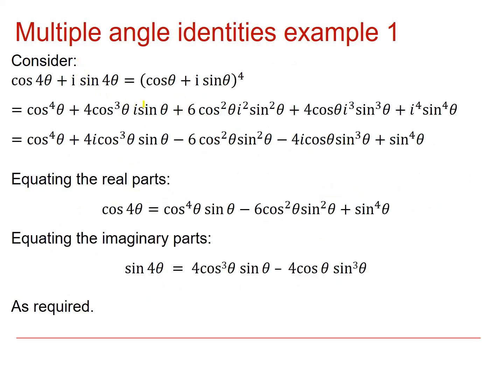There's all of that written up for you. You can see here we've used De Moivre's theorem to give us an expression for cos 4 theta and sine 4 theta, multiplied through and then tidied up, equated the real parts here, equated the imaginary parts here, and we get the answers as required.